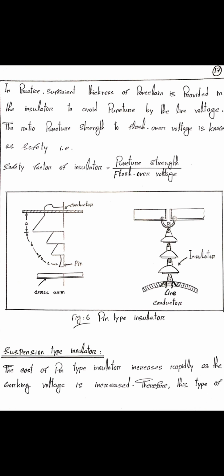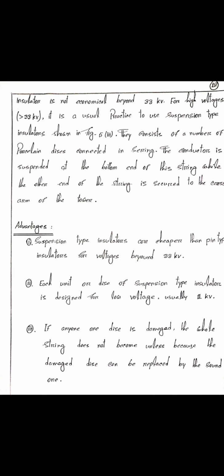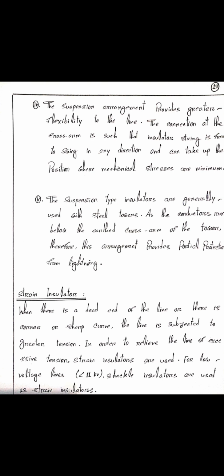The cost of pin type insulator increases as the working voltage increases. Advantage: suspension type insulators are cheaper than pin type insulators for voltage beyond 33 kV. Each unit or disc of a suspension type insulator is designed for low voltage, usually 11 kV. The suspension type insulators are generally used with steel towers as the conductor runs below the cross arms of the tower. Therefore, this arrangement provides partial protection from lightning.